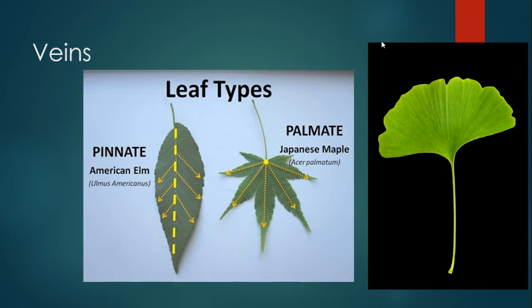So here are some leaf types. This is an American elm, which is pinnate. There's the big midvein, and then you can see these secondary veins are shooting off of that midvein. And in the palmate, like a Japanese maple, the main point is right here, and then they all kind of spread out from there. This is a ginkgo, and you can see all of the parallel veins shooting out of that one.